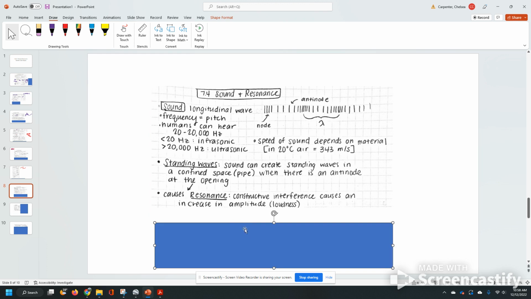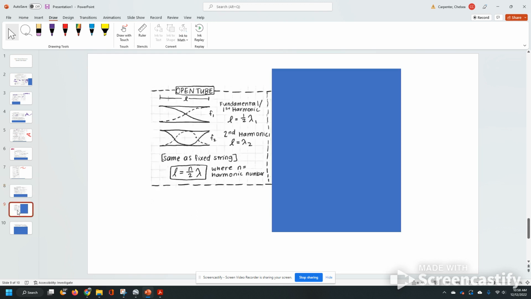So this is how not most, but a lot of musical instruments work. It creates standing waves in pipes, like a flute or a saxophone. There's antinodes at the opening, and so it resonates and creates a louder sound. So we've got 2 different types of resonance. We can have an open tube resonance and then a closed tube, which I'll show you in a minute.